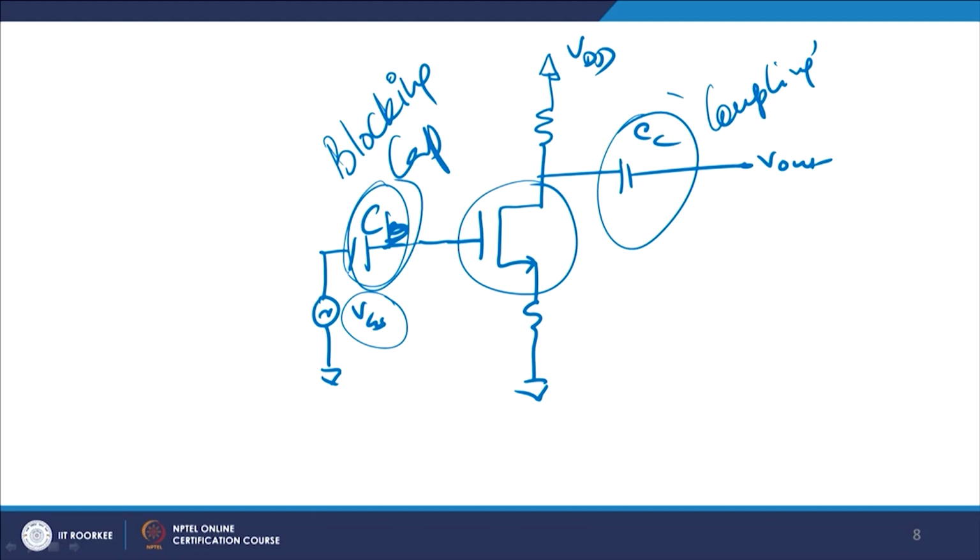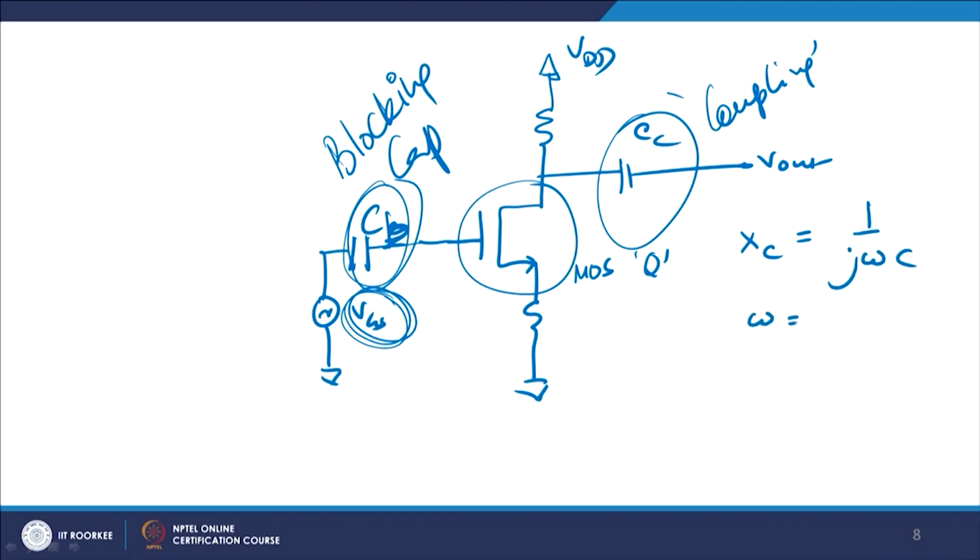Now, that DC component should not change the Q point of this MOS device, right. This MOS device Q point should not be changed by the DC input of this VGS. So what people do? People put a capacitor here. Once you put a capacitor here, remember the reactive impedance of the capacitor is 1 upon j omega c.